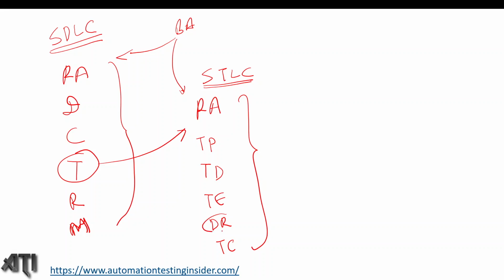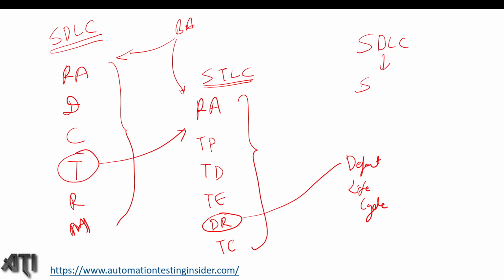Now here you can see defect reporting. Correct. Again, you might have heard of the defect life cycle. That is a separate life cycle, which we'll discuss in coming videos. So how can we relate SDLC, STLC and the defect life cycle? You can draw the hierarchy like this: software development life cycle, STLC, and from there the defect life cycle. So the defect life cycle is part of the software testing life cycle, and the software testing life cycle is part of the software development life cycle.